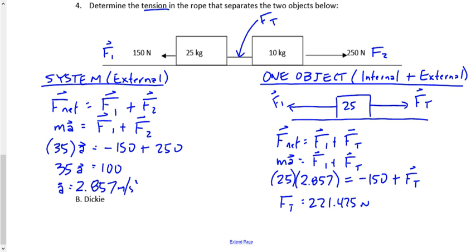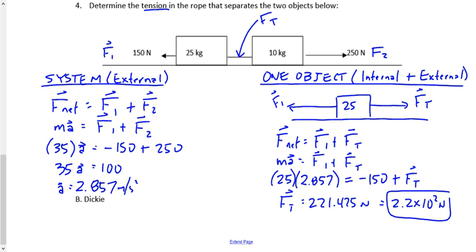Where should I round that to? How many digits? 2. Yeah. So we're going to say 2.2 times 10 to the 2 newtons. Good? How many people got that? Excellent. Good.